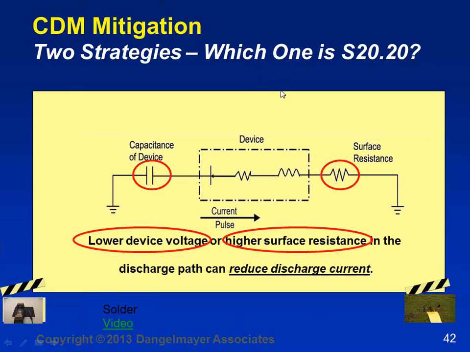Now, there's a question here. Which one of these is already covered in S2020? And we get a mixture of responses for this, but the answer is it's the voltage. It's the 100 volts, keeping people below 100 volts. And it is definitely a critically important procedure. However, as I said, it becomes increasingly difficult as you get into extreme sensitivities. Surface resistance, on the other hand, is robust and durable and less prone to human error.